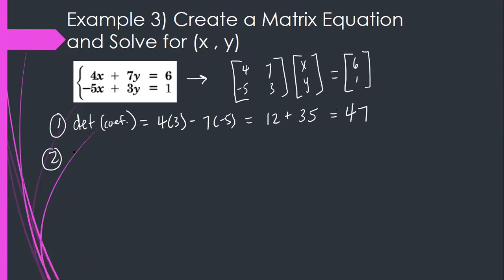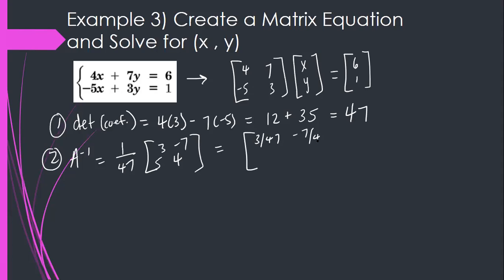Okay. Step 2 is to find the inverse. Remember, the inverse is 1 over your determinant. You switch along the main diagonal, change the signs along the minor. And we're just going to leave it as fractions. So my inverse equals 3/47, negative 7/47, 5/47, and 4/47.